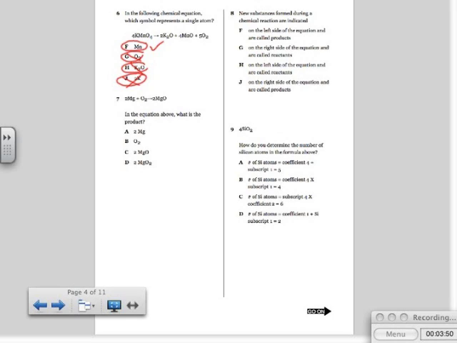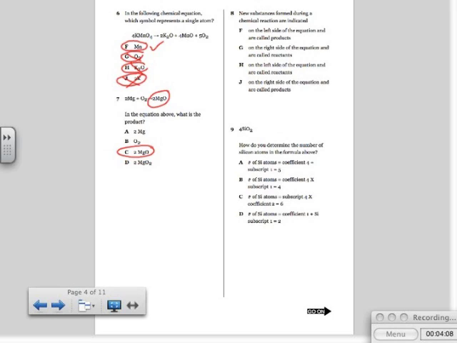Okay, number 7. In the equation above, what is the product? Well, the products are what's on the right side of the arrow. So if you notice, it's 2MgO, so C is our answer. Remember, the reactants are the things on the left side of the arrow.